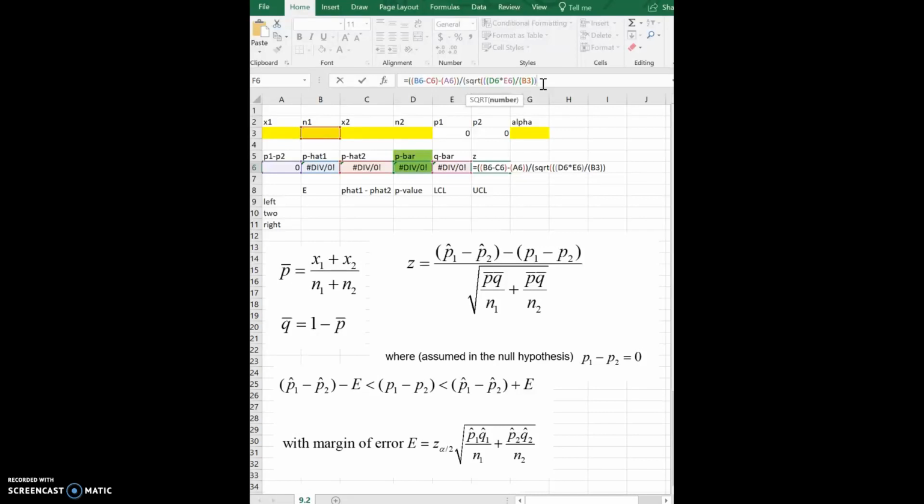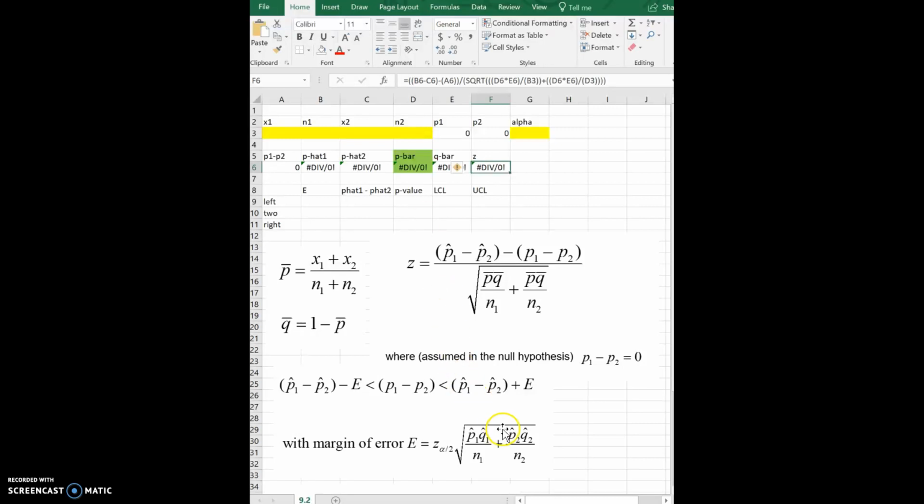Close parenthesis, plus. We're still in the square root, but we're going to open our parenthesis again because now we're going to do the numerator. So again, it's going to be P bar or P pooled times Q bar or Q pooled. Close parentheses, divided by, this time it's going to be n2. Close parentheses, close your parentheses, and one more time. That should be good. And then enter, and that's it. That's your Z. So that's the first part of this. We still got more.